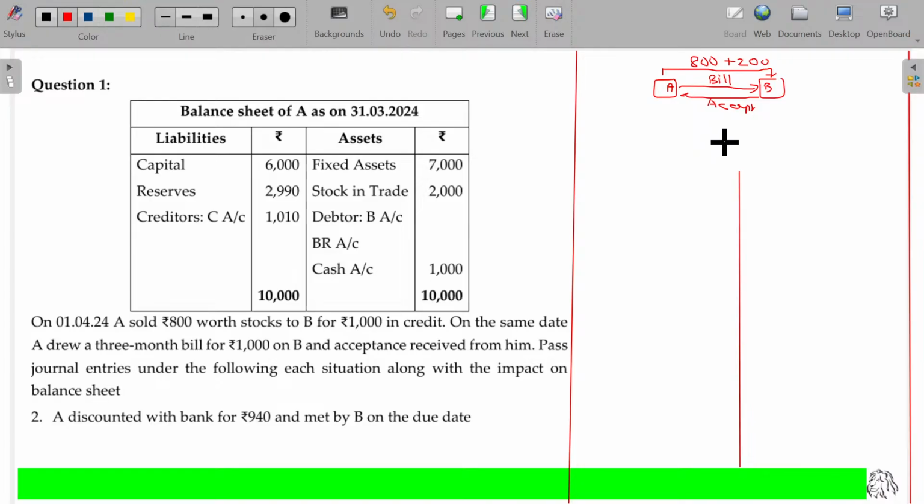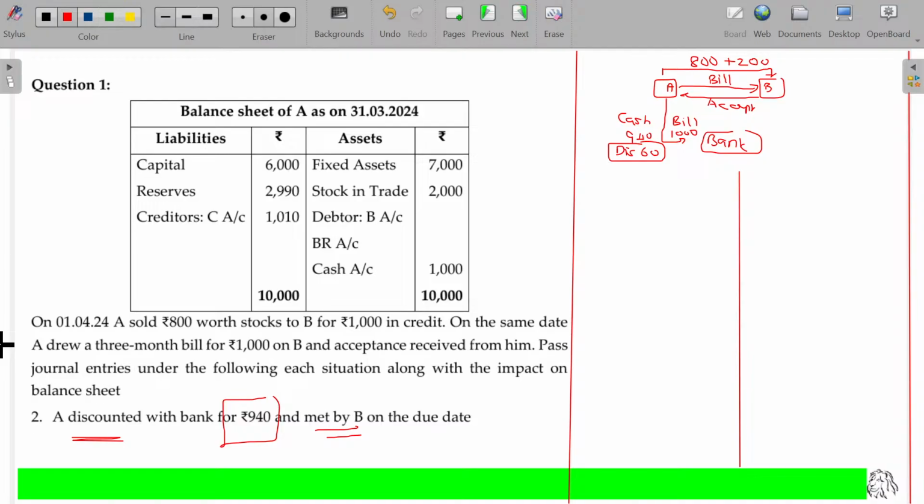A is not keeping the bill till maturity. Simply he gives the bill to the banker. Okay. A discounted with the banker at 940 and met by B on the due date. So what happens? A gives the bill to the banker. The bill value is 1000. But cash received for the bill is only 940. What about the 60, sir? That is nothing but discount.